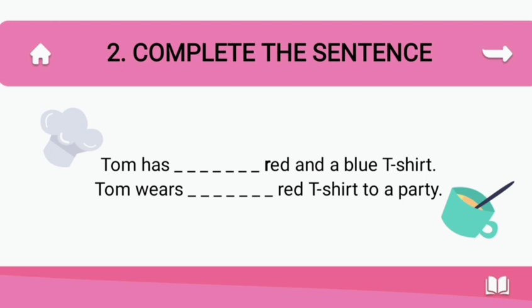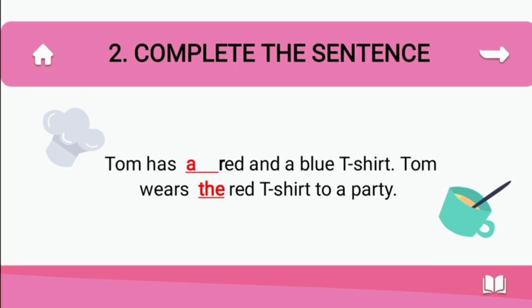Next, let's see question number 2. Tom has blank red and a blue t-shirt. Tom wears blank red t-shirt to a party. So what are the answers for this question? And here are the answers for number 2. Tom has a red and a blue t-shirt. Tom wears the red t-shirt to a party.